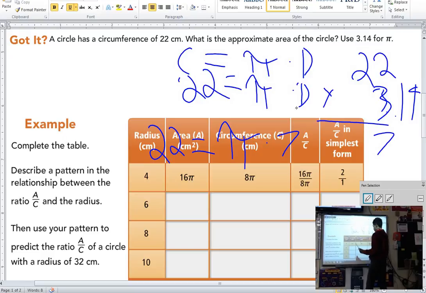All right, Justin, you want to explain your process to us? Yeah. So 22 is the circumference around. That equals C. Sorry, my writing is terrible.